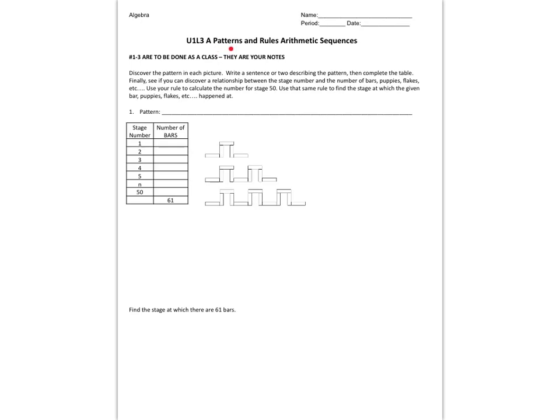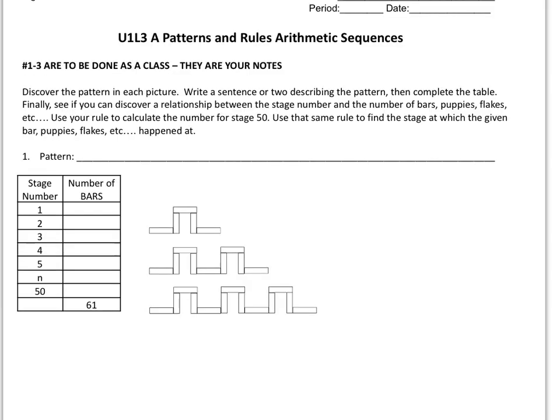In this video, we're going to talk about patterns and rules of arithmetic sequences. Let's start by looking at the directions. You're going to discover the pattern in each picture. You're going to write a sentence or two describing the pattern and complete the table. Finally, you're going to see if you can discover the relationship between the stage numbers and the number of bars, puppies, flakes, whatever the image is.